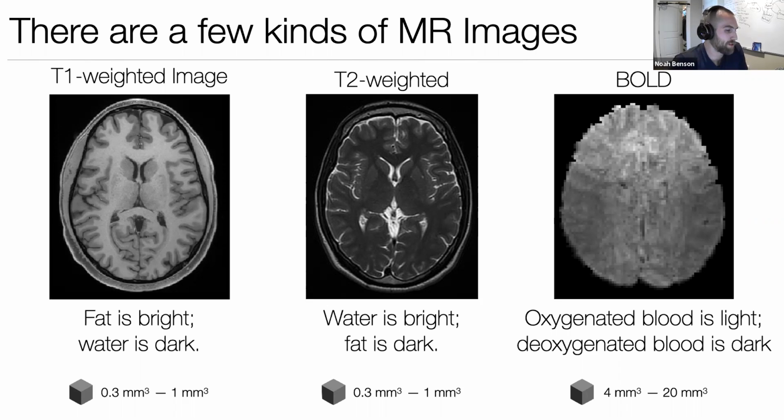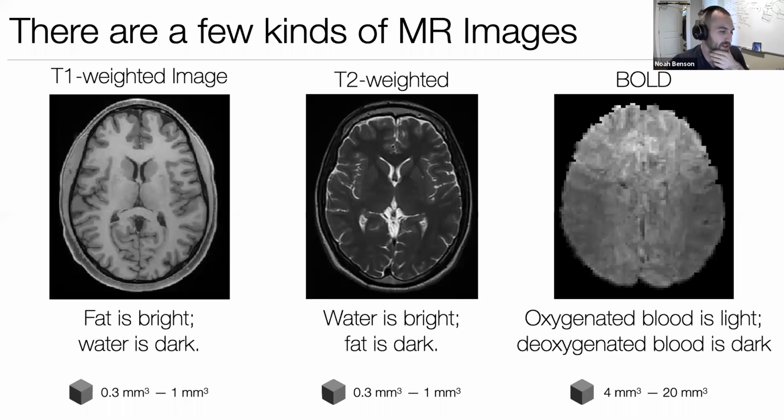The last image type is a BOLD image, which stands for blood oxygenation level dependent. In BOLD images, oxygenated blood is light, and deoxygenated blood is dark. So you can use these images to infer neural metabolism, which can be used to infer neural function. BOLD images tend to be taken very quickly, so that you can take many images over the course of a single scan or experiment.